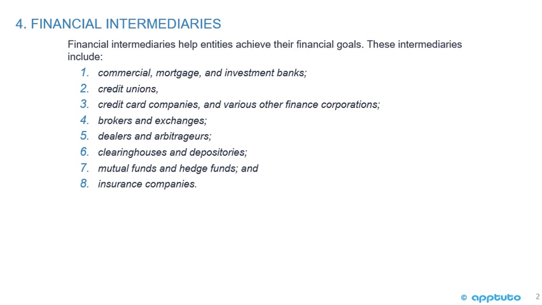4. Brokers and exchanges, 5. Dealers and arbitrageurs, 6. Clearinghouses and depositories, 7. Mutual funds and hedge funds, and finally 8. Insurance companies. Now in the text, this is one section where there are quite a few pages of text with regards to the description of each of these financial intermediaries.